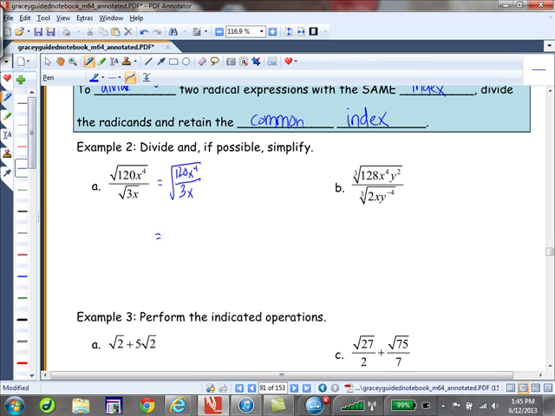So 3 goes into 120 40 times. So this will give me 40x cubed when I simplify, which I can now break into what perfect squares I have. So this will be the square root of 4 times 10, because 4 is a perfect square, times x squared times x. So I'll be able to take out a 2, because 2 squared is 4, and an x, and then I'll have 10x under the square root remaining as a multiplier.